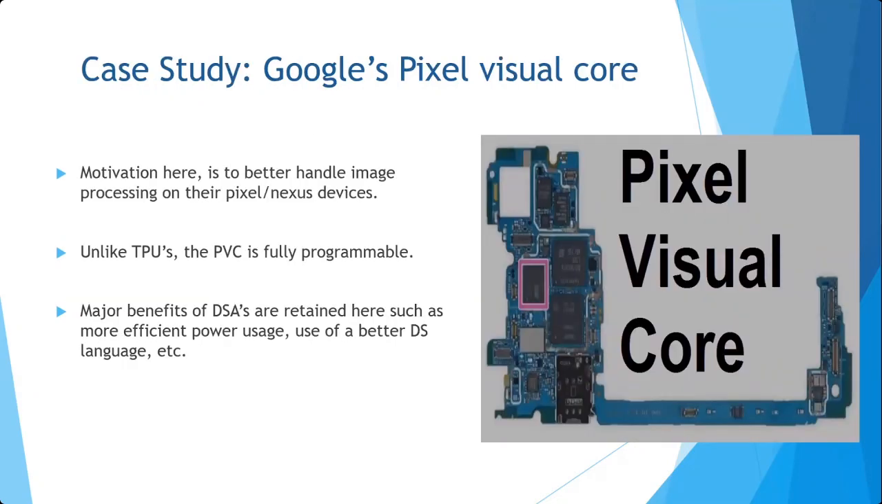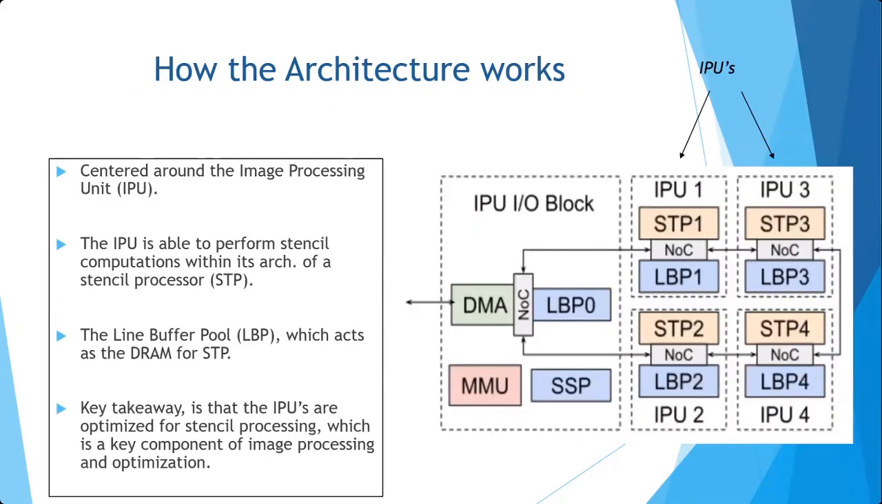Another case study that I'll talk about is Google's Pixel Visual Core. The motivation here is to better handle image processing on their Pixel and Nexus devices. And unlike TPUs, the PVC is fully programmable. Some of the major benefits of domain-specific architectures as a class are retained here. So you have more efficient power usage, use of a better domain-specific language, and all other ensuing benefits.